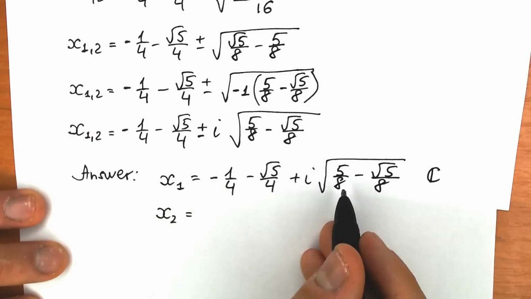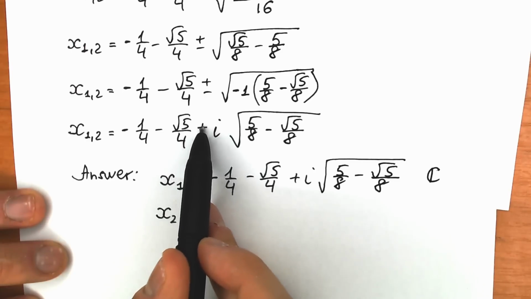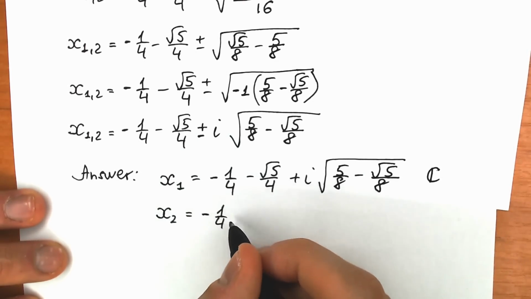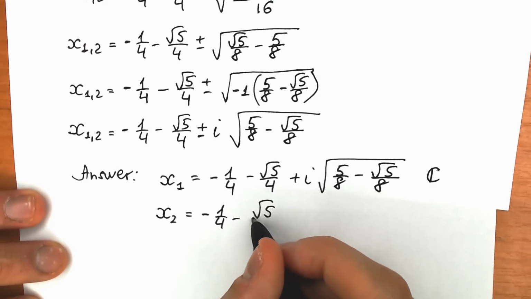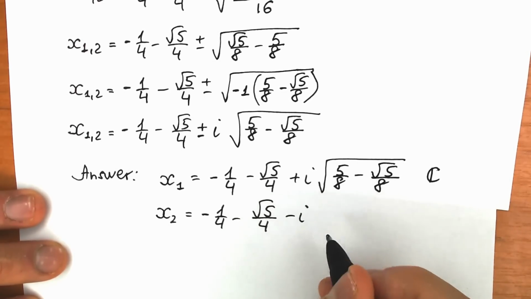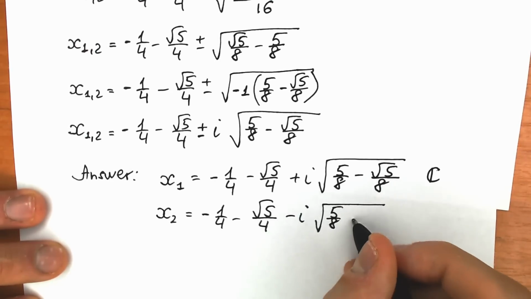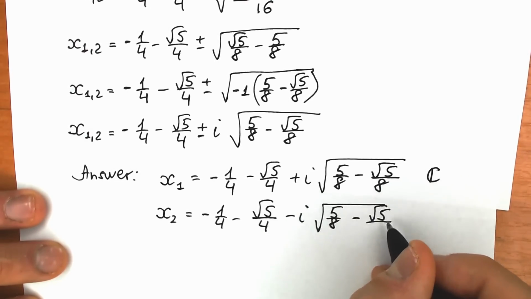What about x second? Let's use the same thing but with the negative sign. We used a positive sign, right now let's use the negative sign. So -1/4 minus √5/4 minus i times √5/8, absolutely the same thing, minus √5/8.